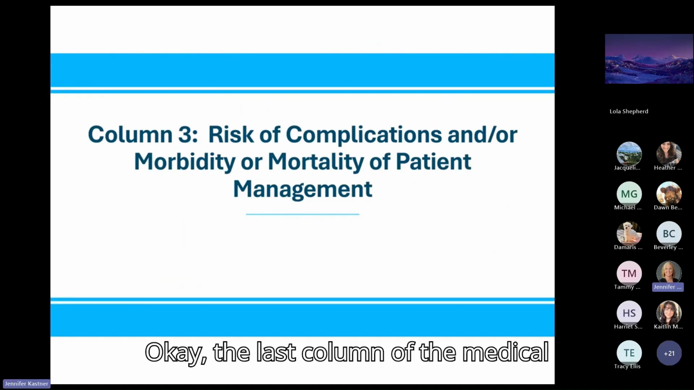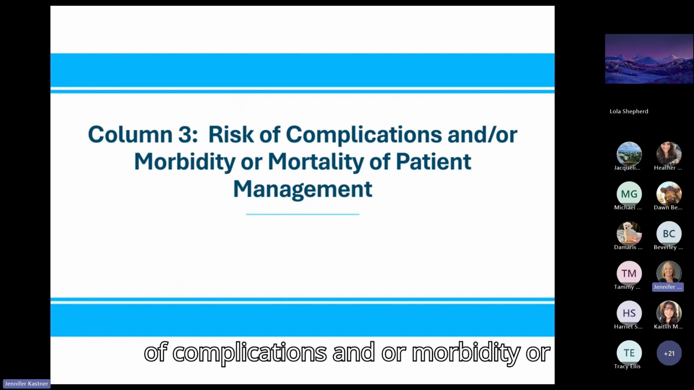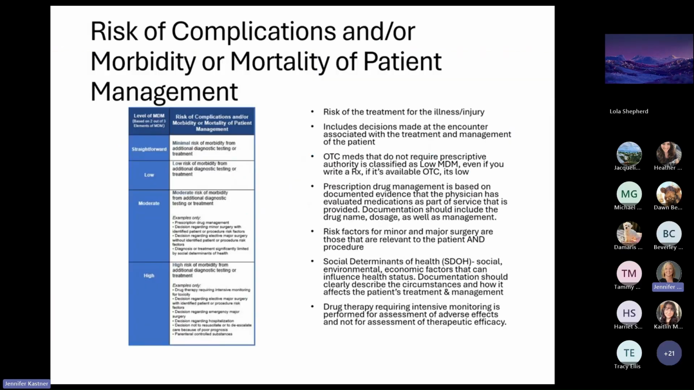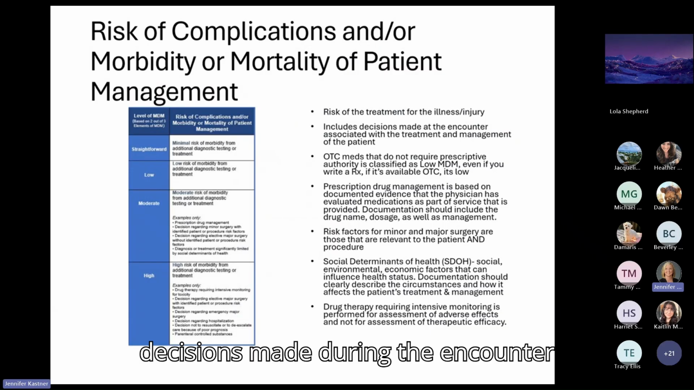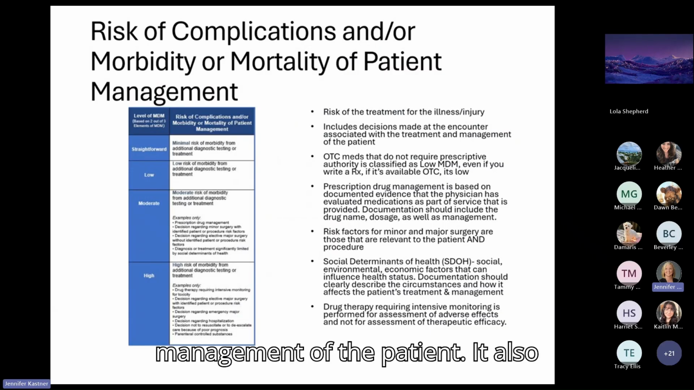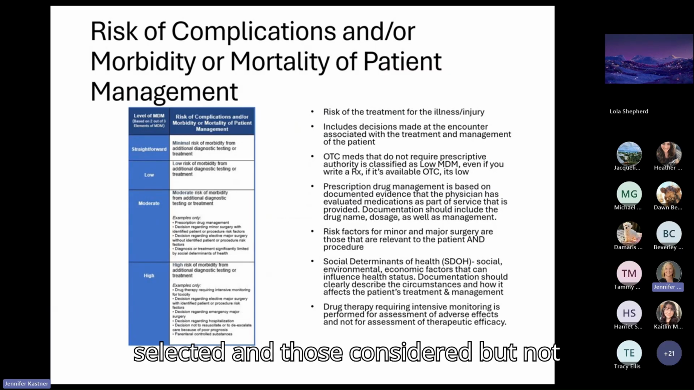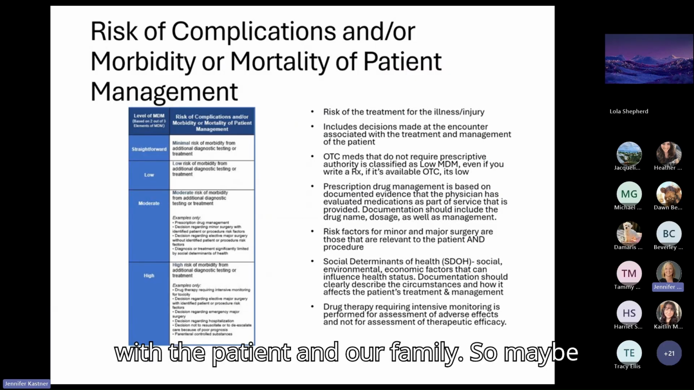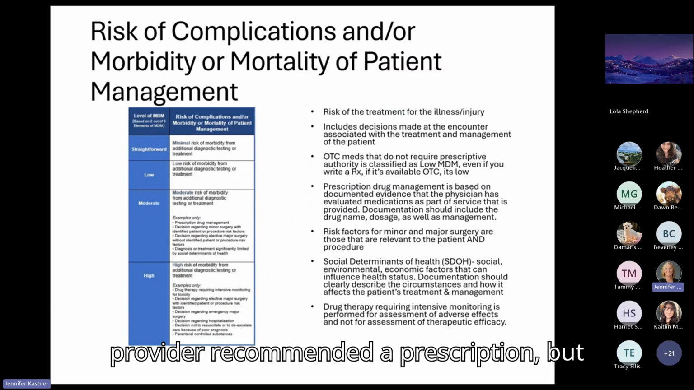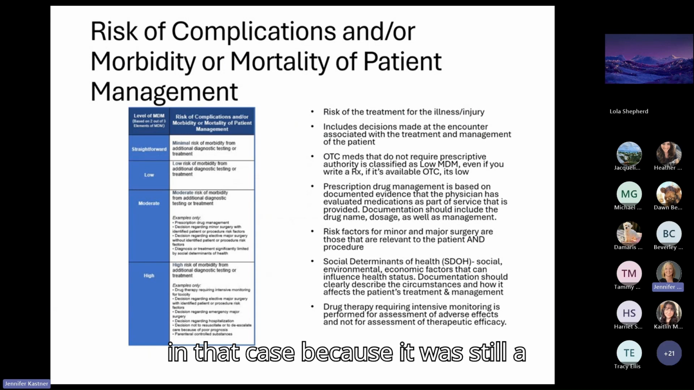Okay, the last column of the medical decision-making chart represents the risk of complications and/or morbidity or mortality of patient management. And this last column encompasses decisions made during the encounter associated with the treatment and management of the patient. It also includes possible management options selected and those considered but not selected after shared decision making with the patient and family. So maybe the provider recommended a prescription, but the patient declined. You could still get credit for prescription drug management in that case, because it was still a recommended treatment.